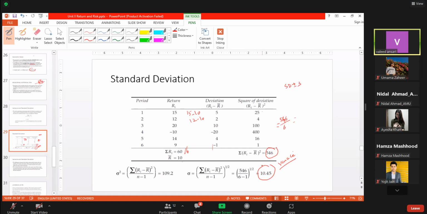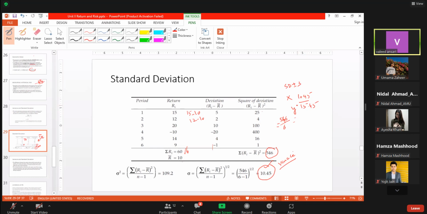Now this is the risk of an individual security. If we calculate the risk of another security and it turns out to be 15.4, naturally that security is riskier than this. So not only the return aspect, but the risk aspect: maybe the 18% return which was provided by the other security may be riskier. It may have higher risk than this.